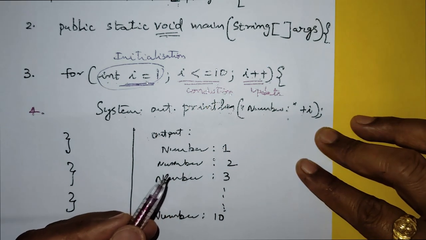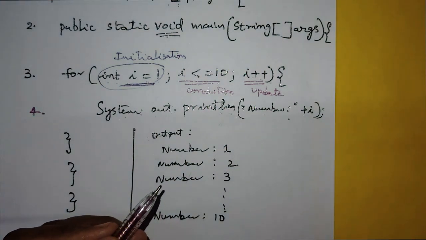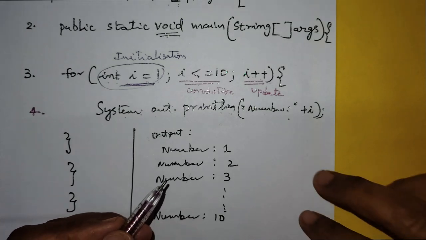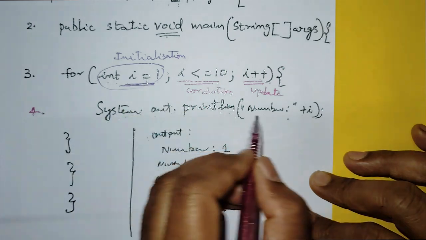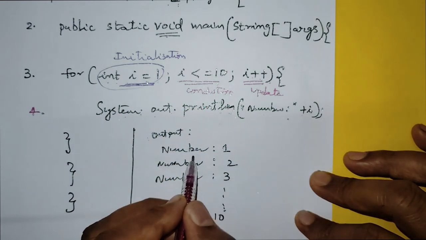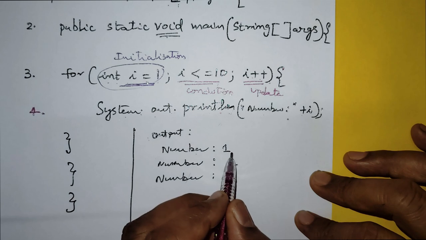Now let us see, what is the first step? int i equals 1. Yes, i equals 1. i is less than 10. Yes, less than 10. It will be printed, number plus i. That is number equals 1.